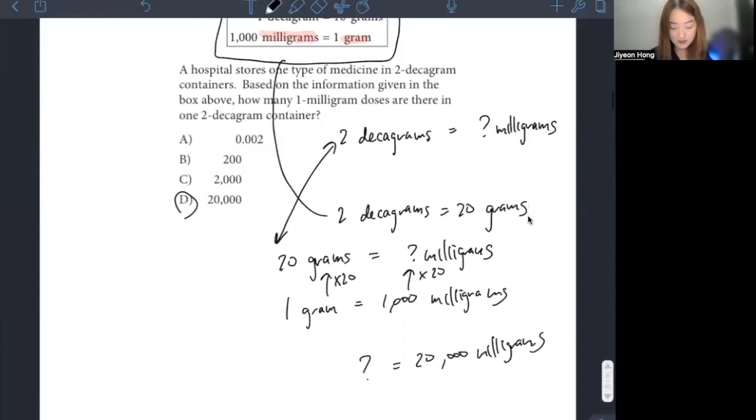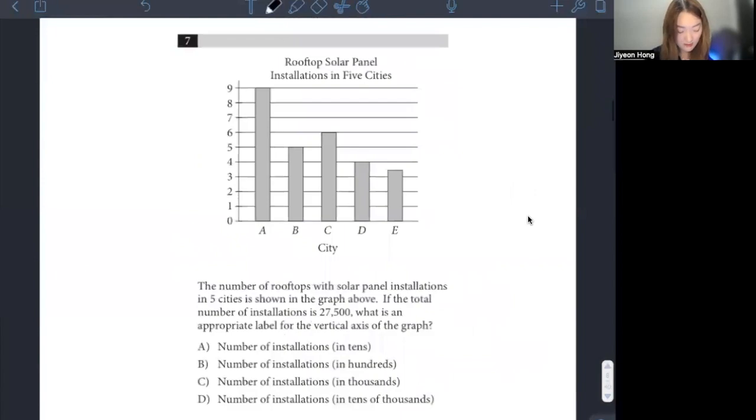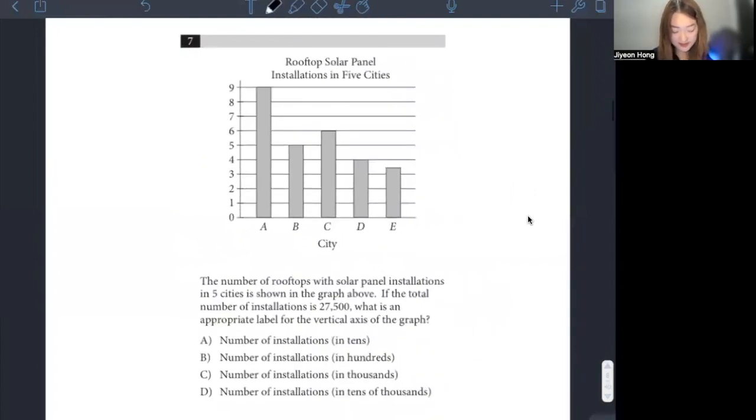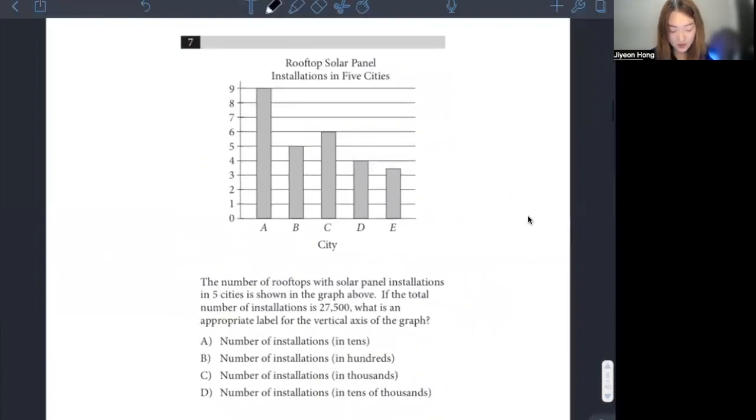All right, number 7. The number of rooftops with solar panel installations in 5 cities is shown in the graph above. If the total number of installations is 27,500, what is the appropriate label for the vertical axis of the graph? You'll notice A, B, C, D all say number of installations. We're basically figuring out what unit it is, right? So what I'm going to do is figure out how many installations are shown on the graph.